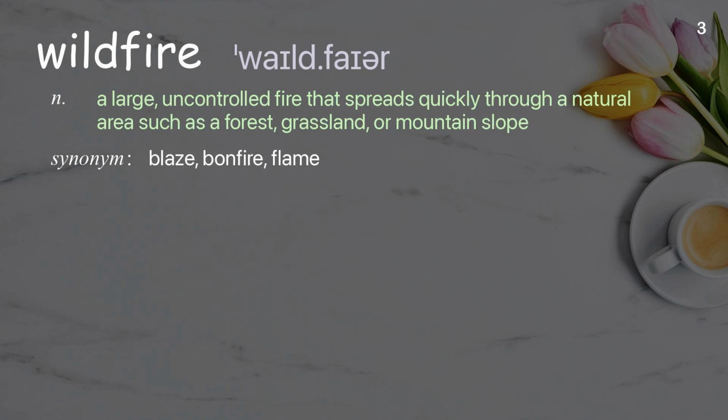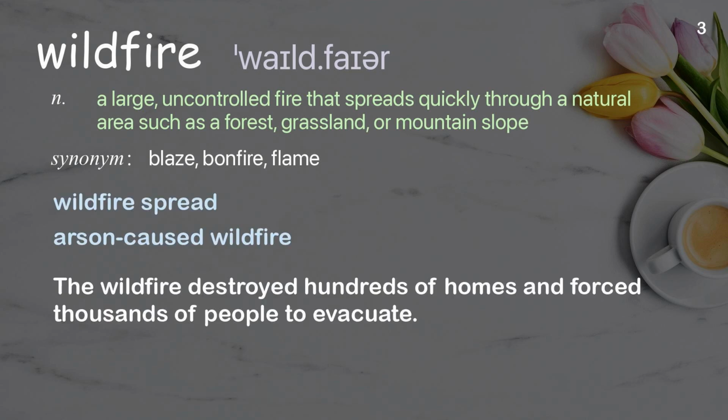Wildfire. A large, uncontrolled fire that spreads quickly through a natural area, such as a forest, grassland, or mountain slope. Examples: Wildfire spread. Arson caused wildfire. The wildfire destroyed hundreds of homes and forced thousands of people to evacuate.